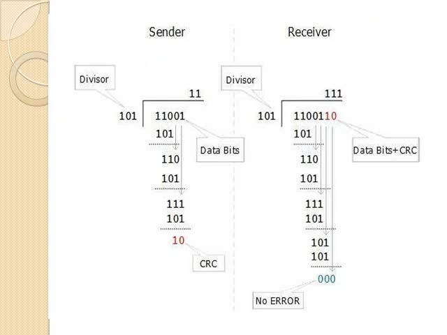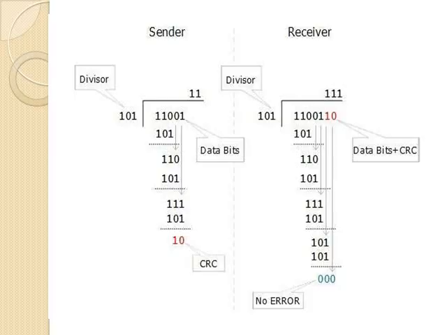This is the bit being transmitted, and the predetermined divisor, that is the polynomial divisor, is used for both the sender and the receiver. Here the 11001 is divided using the divisor 101, so we get the cyclic redundancy code as 10. This 10 is added to the data stream, that is 11001.